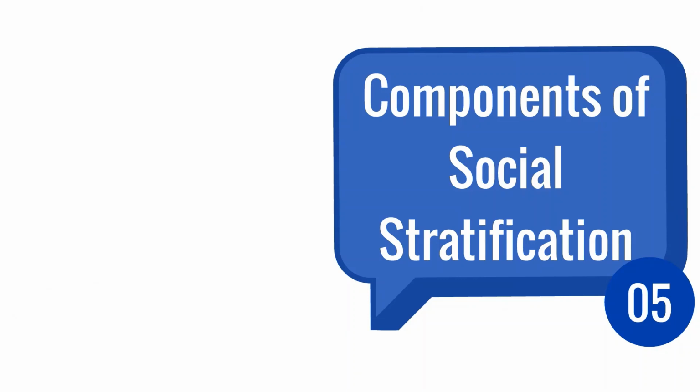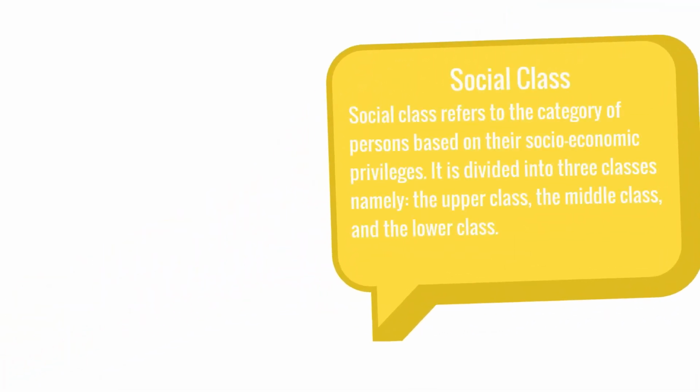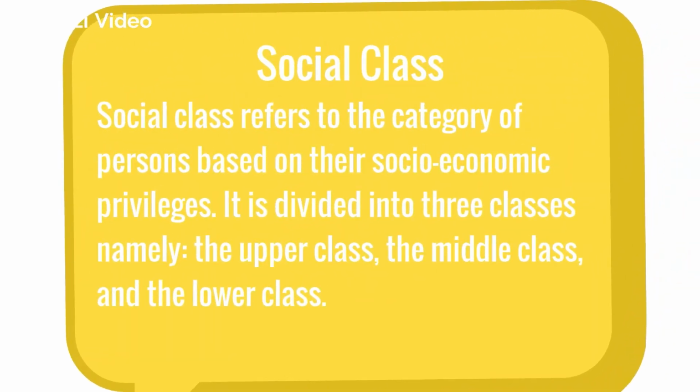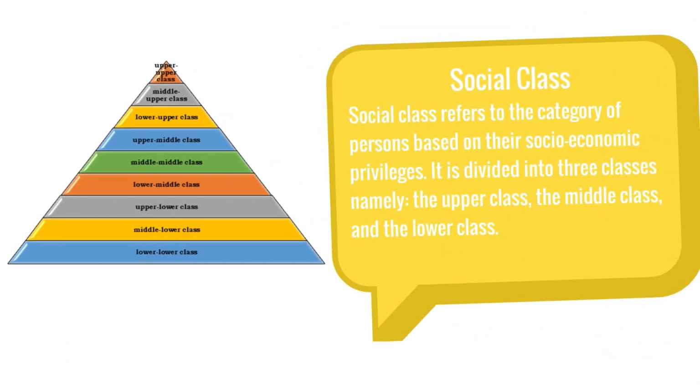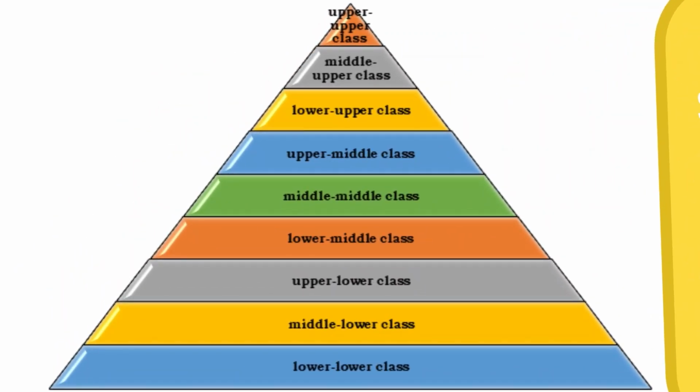The components of social stratification are social class, social status, and social role. Social class refers to the category of persons based on their socioeconomic privileges. It is divided into three classes, namely the upper class, the middle class, and the lower class. The upper class experiences the luxury standard of living, which is the highest standard of living. Rich and famous people are part of this level.